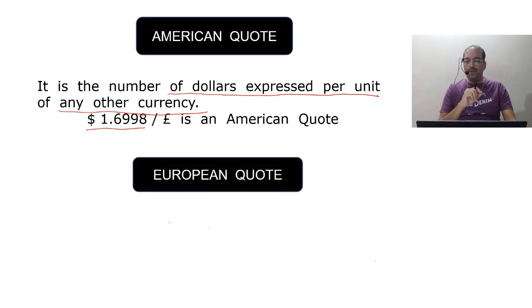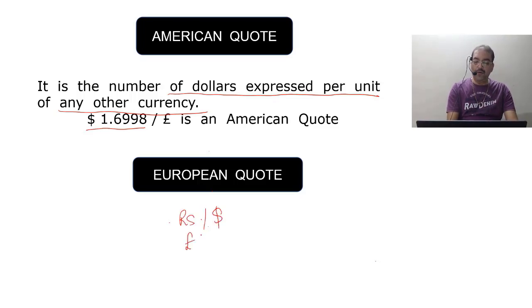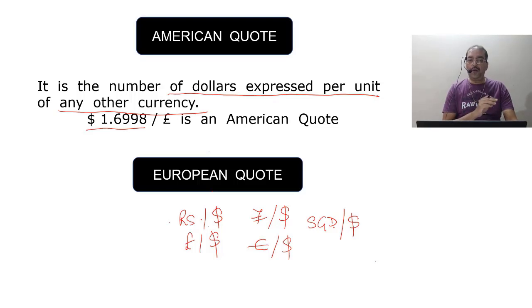Then we have the European quote. What is a European quote? It is the reverse of the American quote: the number of units of any other currency expressed per unit of dollar. So if I'm writing rupees to dollar, it is a European quote. If I'm writing pound to dollar, yen to dollar, euro to dollar, or Singapore dollars to dollar, it is a European quote.